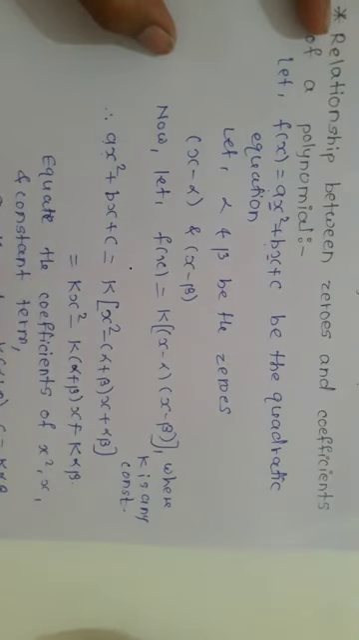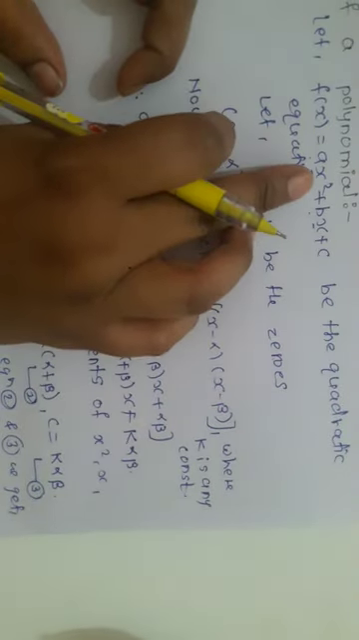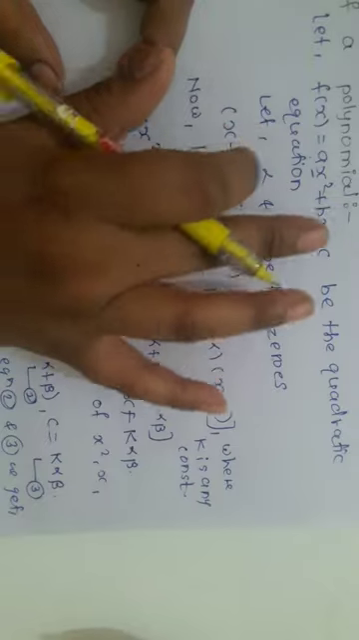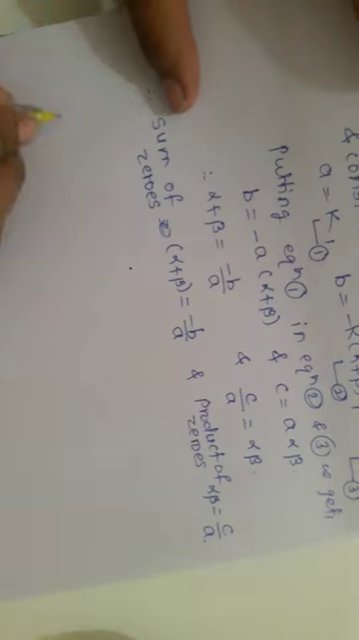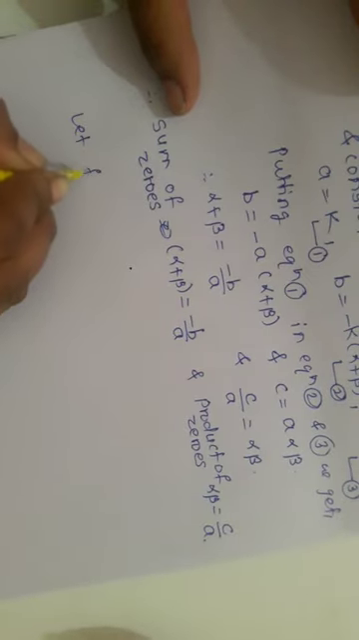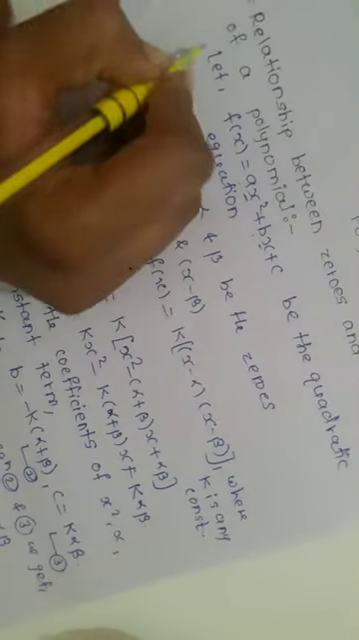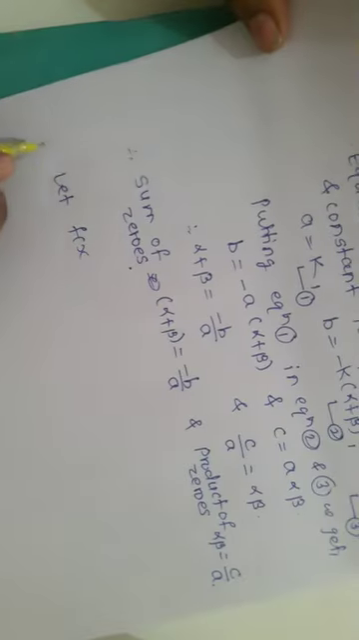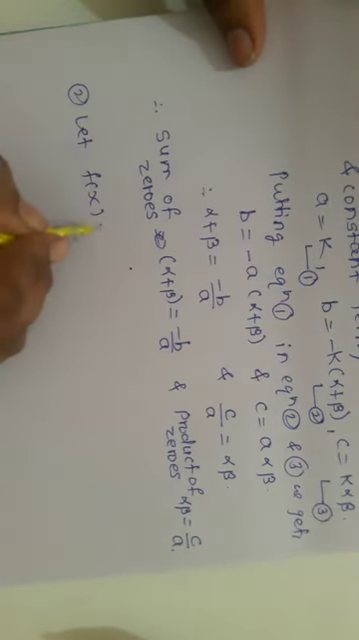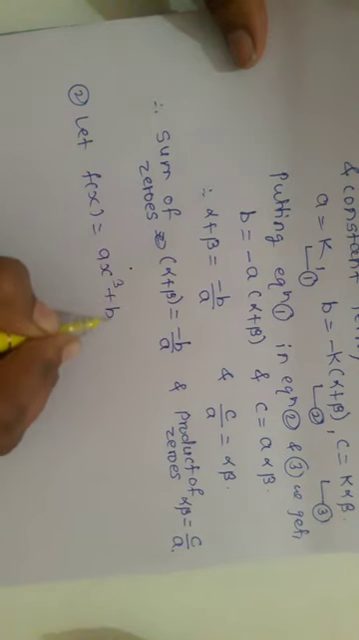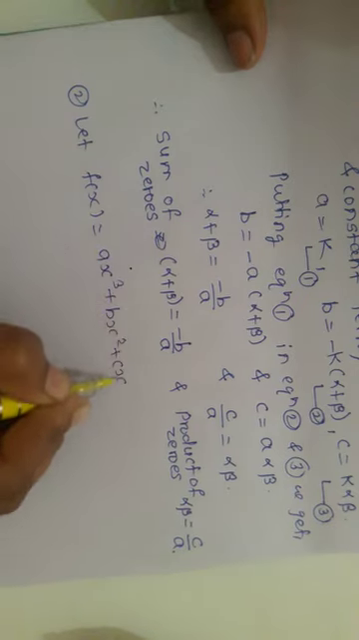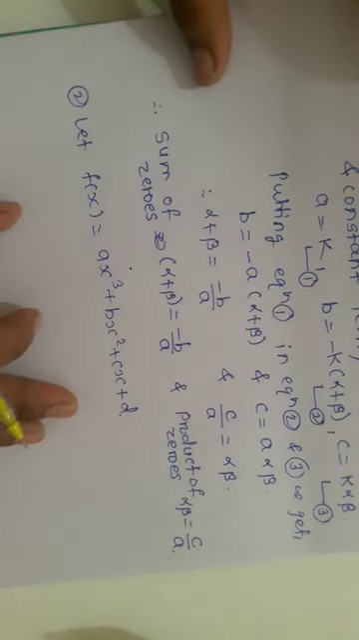So this is all about quadratic polynomial. If a cubic polynomial is given to us, cubic polynomial means the polynomial having highest degree 3, such a polynomial we call a cubic polynomial. So let f of x be a cubic polynomial. Suppose any cubic polynomial ax cube plus b x square plus c x plus d. So this is the cubic polynomial.